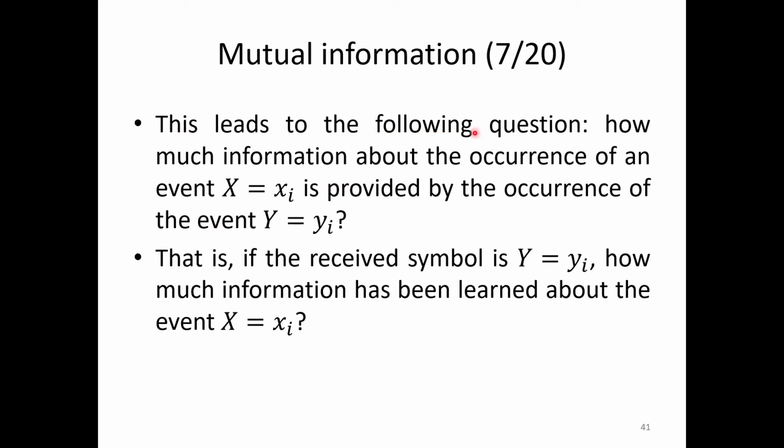This leads to the following question: how much information about the occurrence of an event capital X equal to small xi is provided by the occurrence of the event capital Y equal to small yi? That is, if the received symbol is capital Y equal to small yi, how much information has been learned about the event capital X equal to small xi?